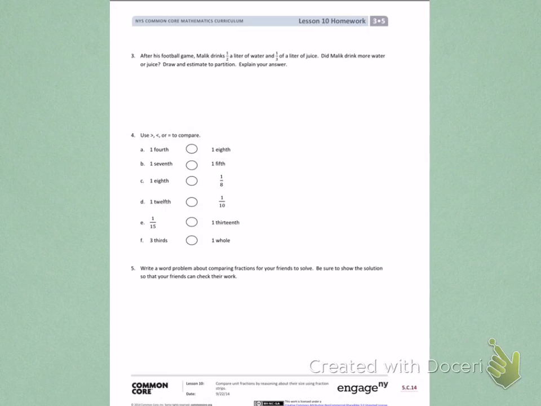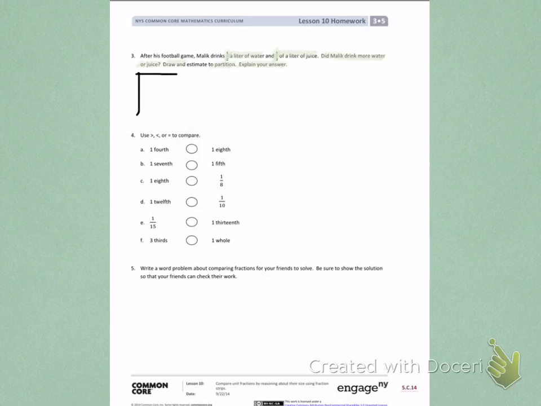Draw and estimate to partition. Explain your answer. So I know Malik drinks 1/2 of a liter of water and 1/3 of a liter of juice. I need to decide if he drank more water or juice. I need to draw and partition, and I need to explain. I'm going to first draw the 2 liters of water and juice.